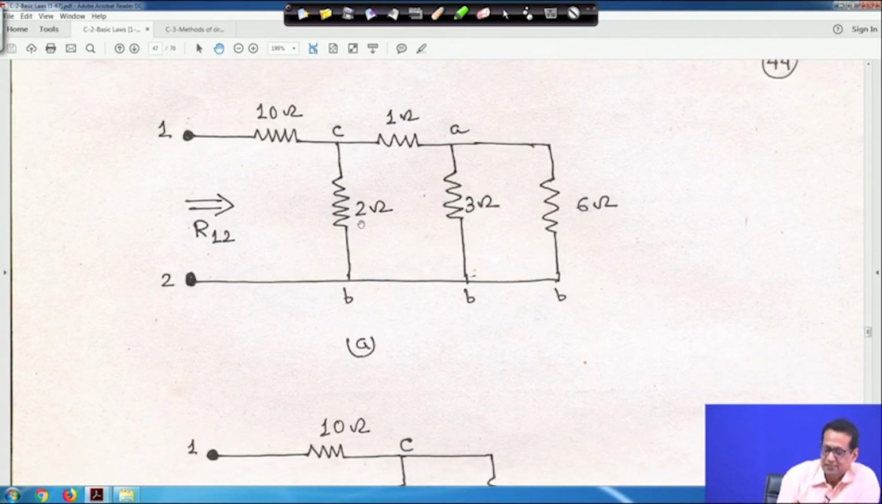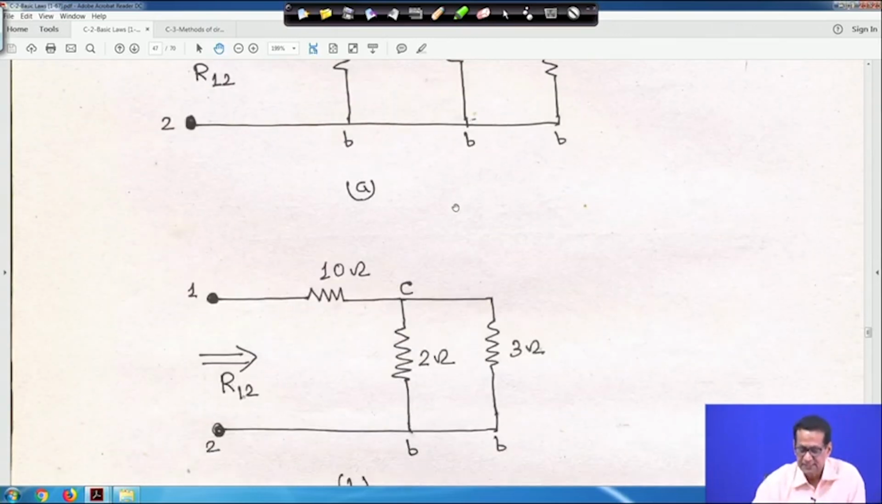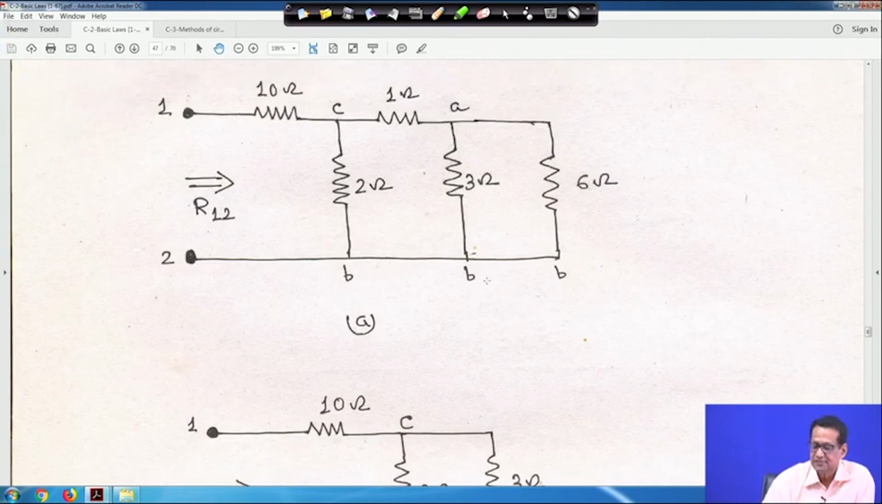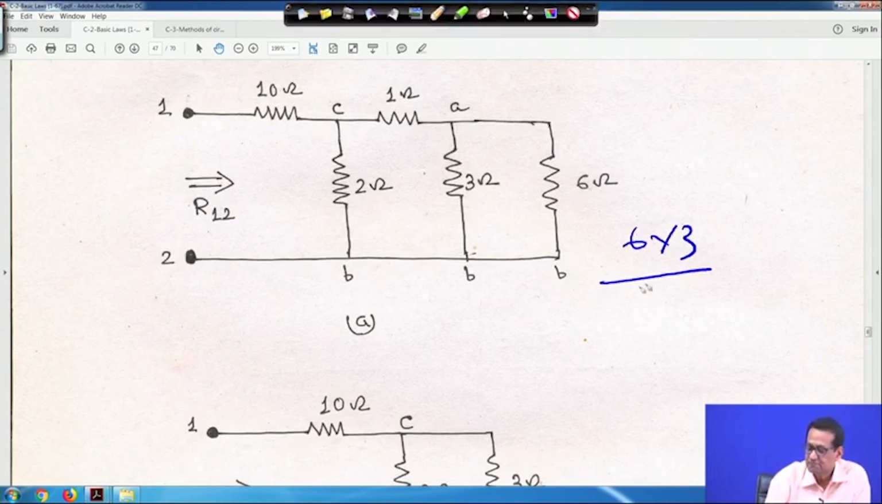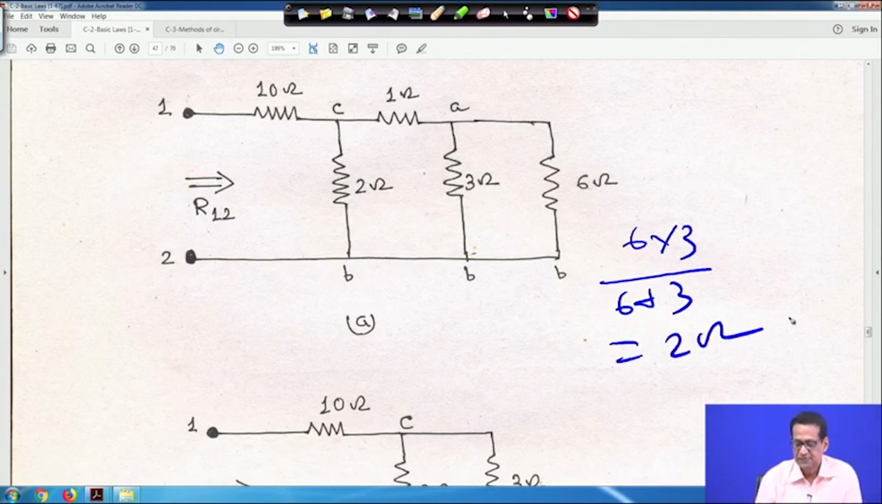After making all this simplification, this is your equivalent circuit now. So, this is 2 ohm, this is 2 ohm, and this is your common node. Now, here also if you look, 6 ohm and 3 ohm, these two are in parallel. If you further simplify, 6 into 3 by 6 plus 3 is equal to 2 ohm.